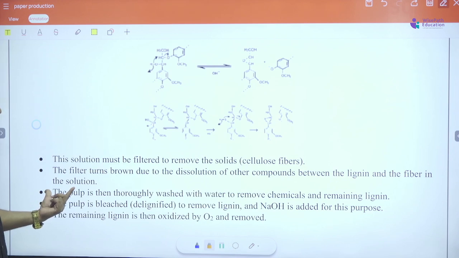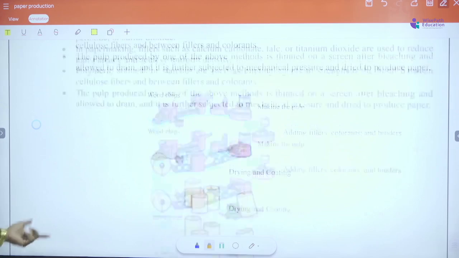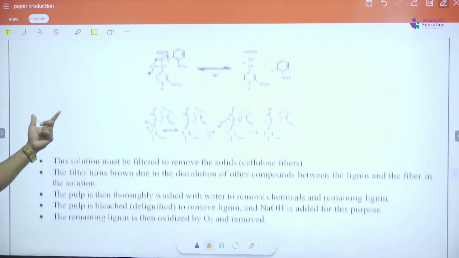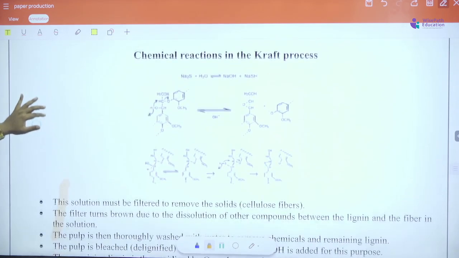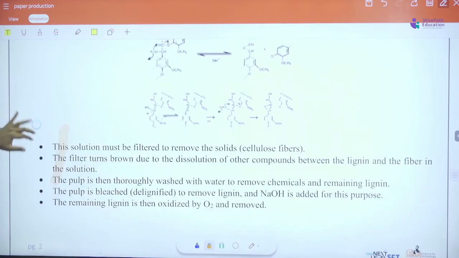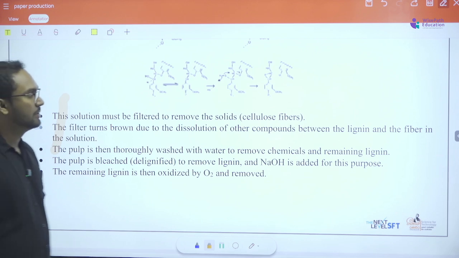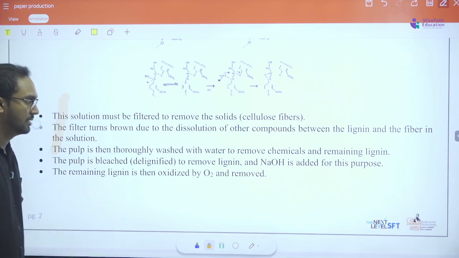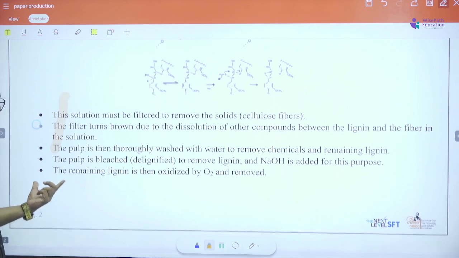So we actually discussed the chemical method, and the last one is the mechanical method, right? We discussed the chemical method so far, and this is also a chemical reaction in the kraft process, right? So this solution must be filtered to remove the solids. If there are any solid particles like the cellulose fibers, you have to filter and remove them.